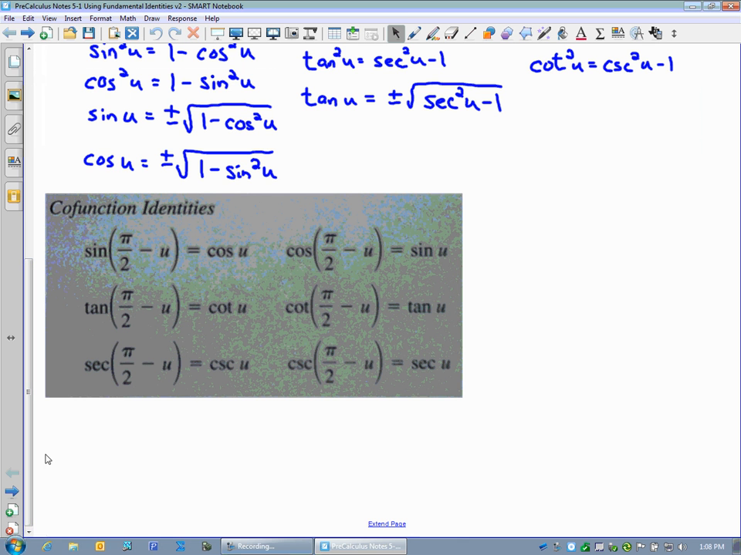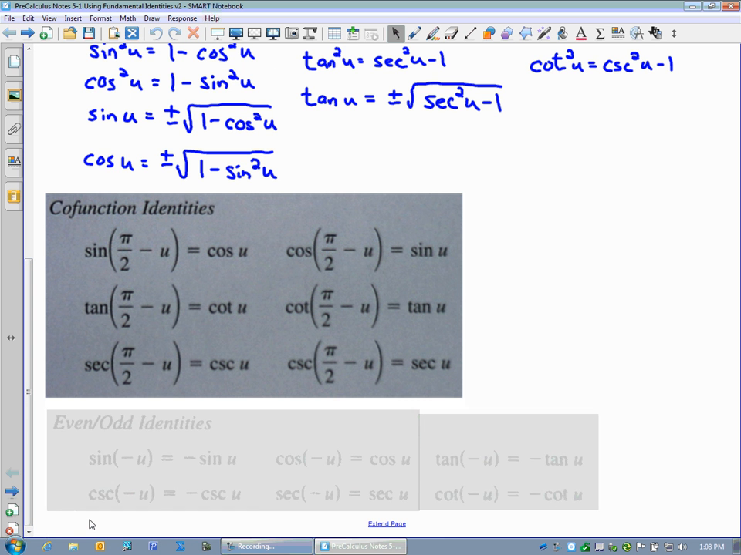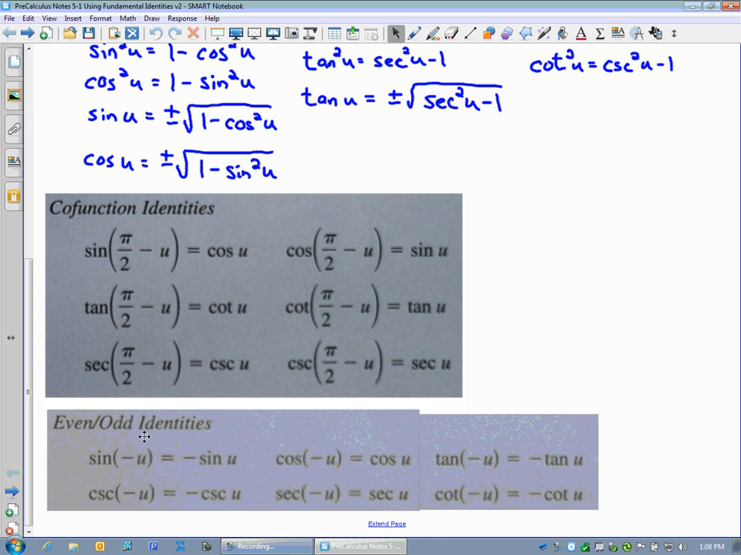And the last set of identities are the even and odd properties. And again, we're going to look at the first two of them here, and the other ones can all be derived from the first two. These can be very helpful to get a negative sign out of the argument. Remember, the argument is what you're taking the sine or cosine of. So here, the sine of negative u is equal to the negative of sine u. And also the cosine of negative u is equal to the cosine of u.